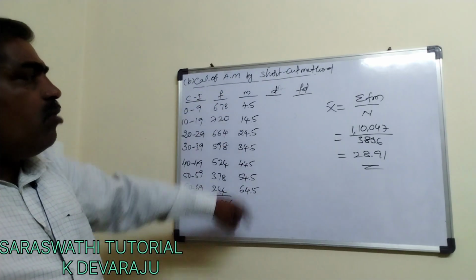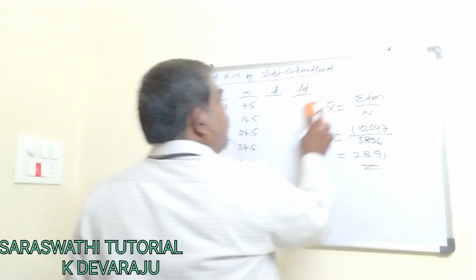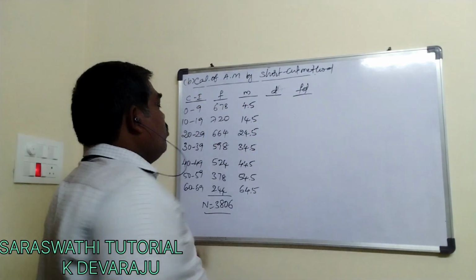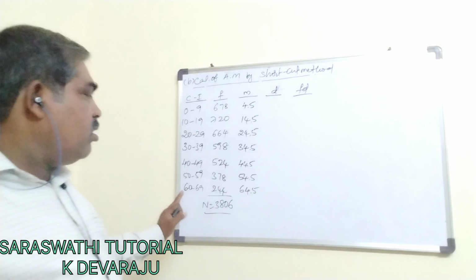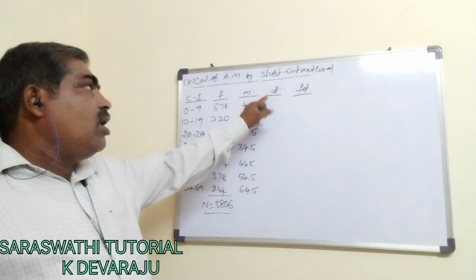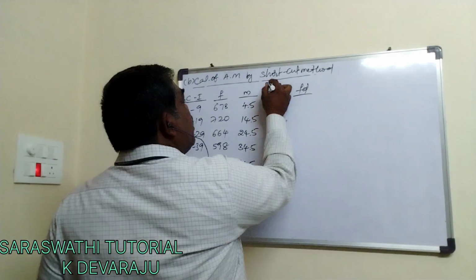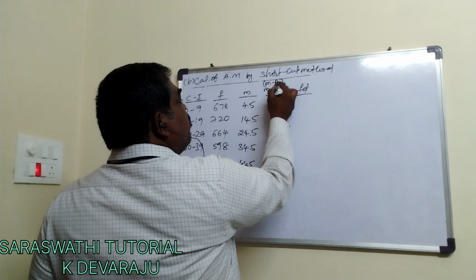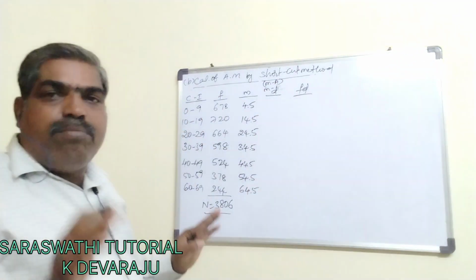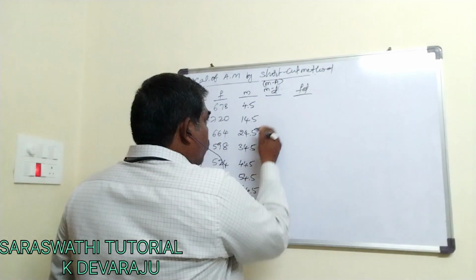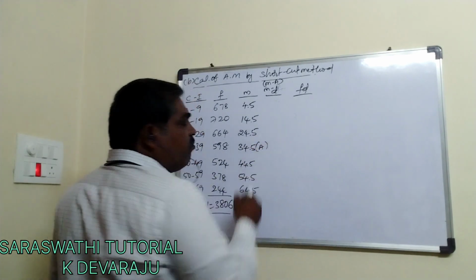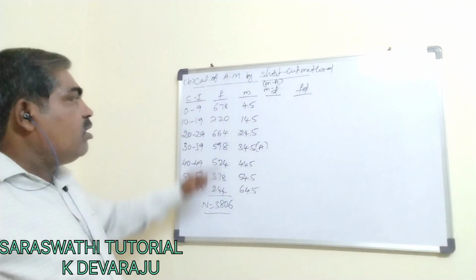So in that, first we have to calculate. Take the information as it is, right? Class interval, frequency, mid values. D equals what? M minus A. Assume any number from the column M. It is better to take a mid value, either 24.5 or 34.5. I took 34.5.